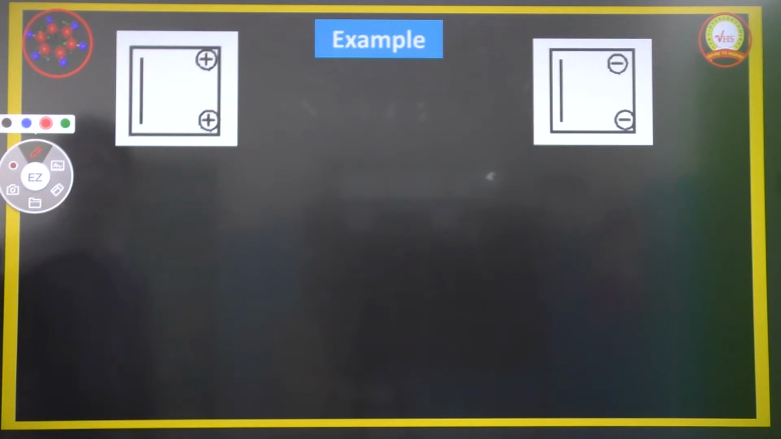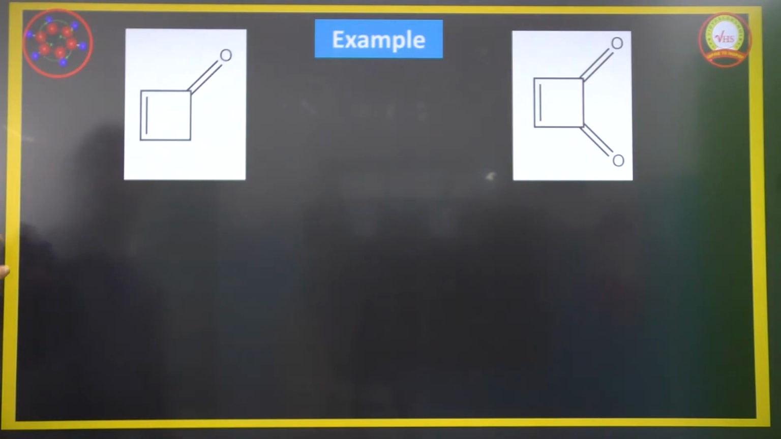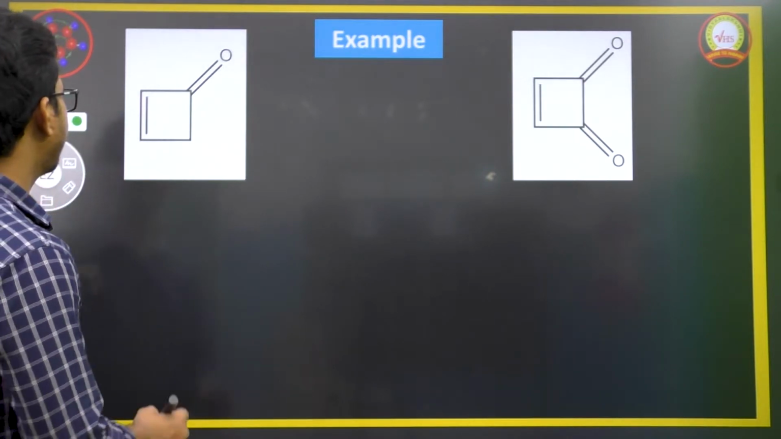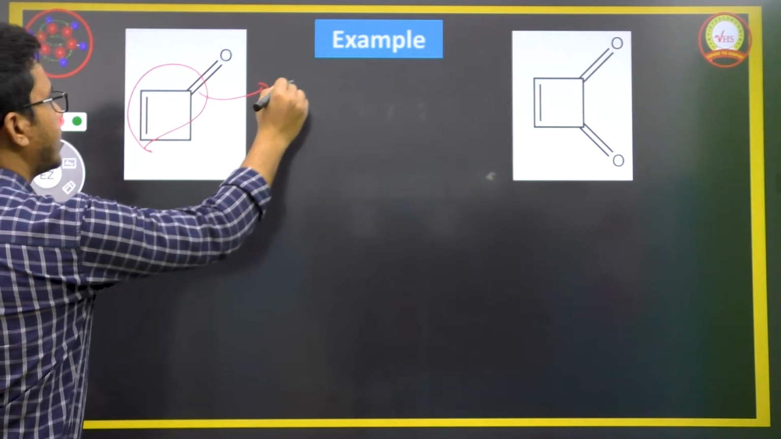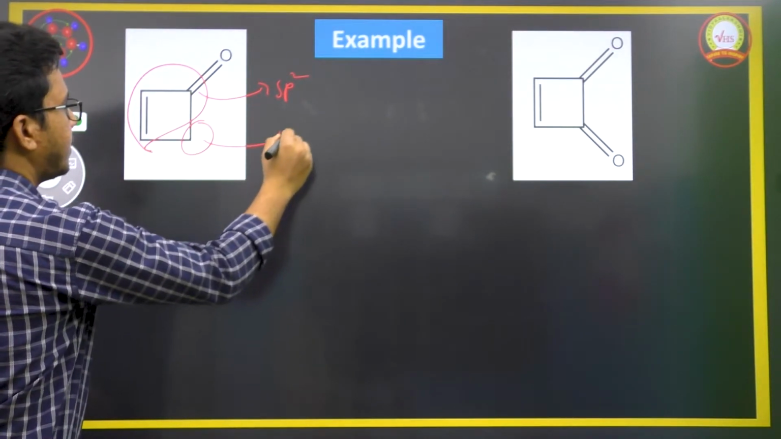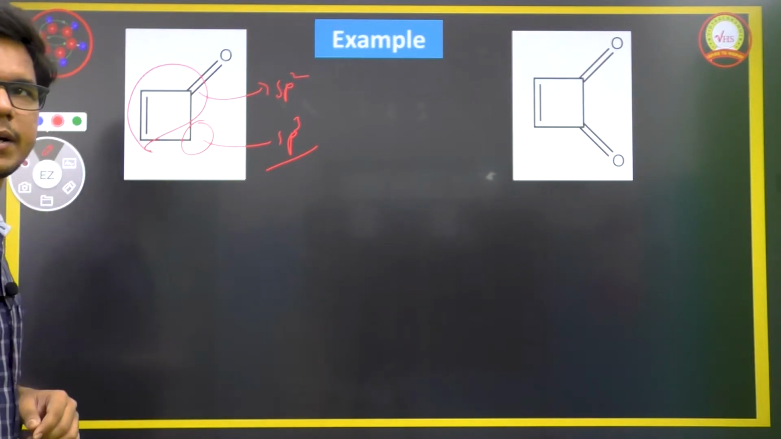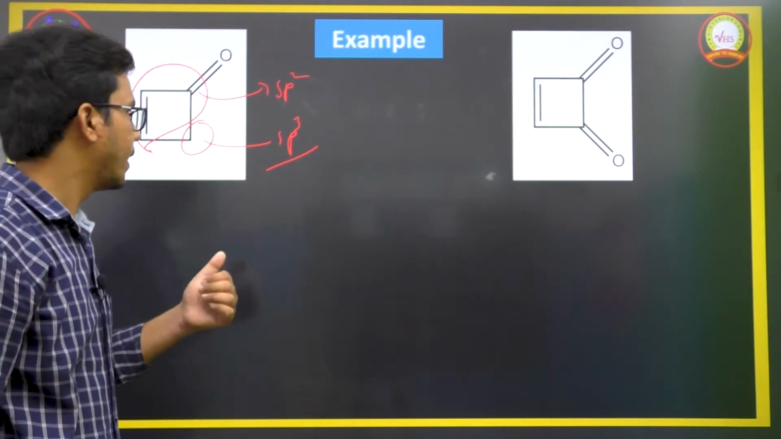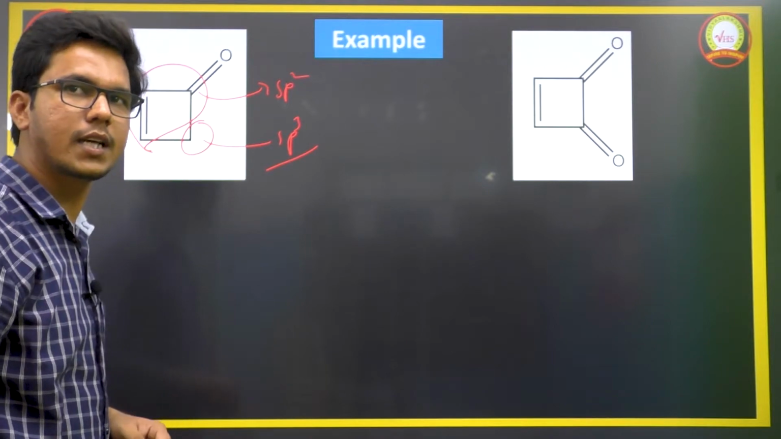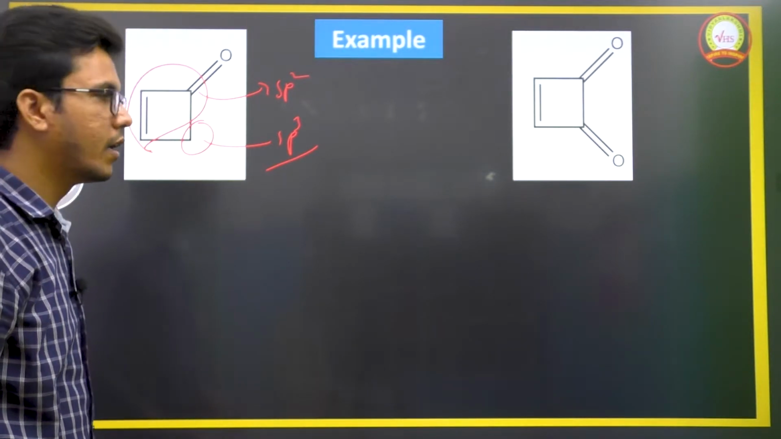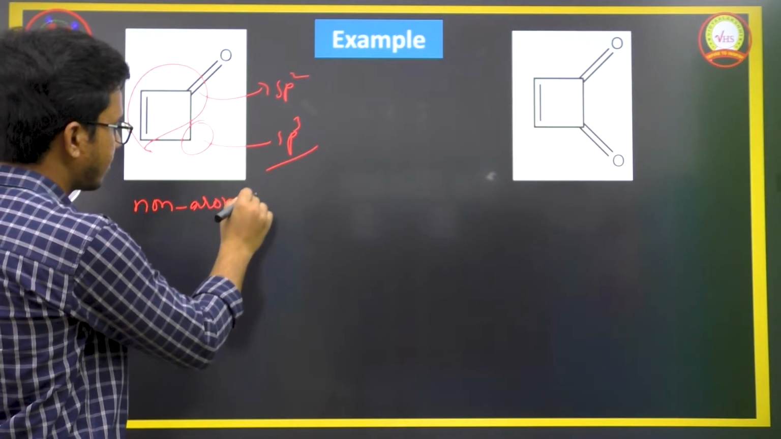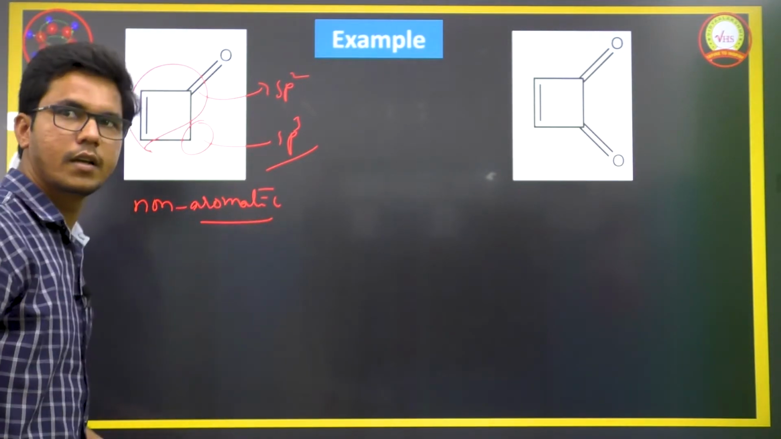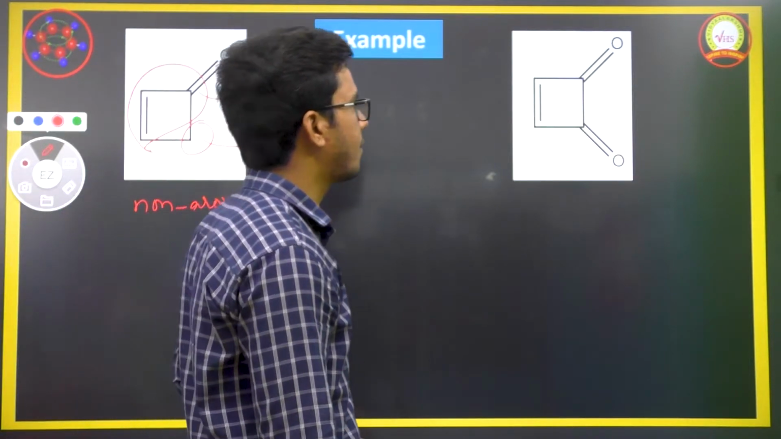Now let us go to the next example. Let us see this particular example here. Here these three carbons are sp2 hybridized, but this carbon alone is sp3 hybridized. As we have already discussed earlier, if it is sp3 hybridized, it is non-planar. If it is non-planar, it is not aromatic, and not anti-aromatic either. It is non-aromatic.